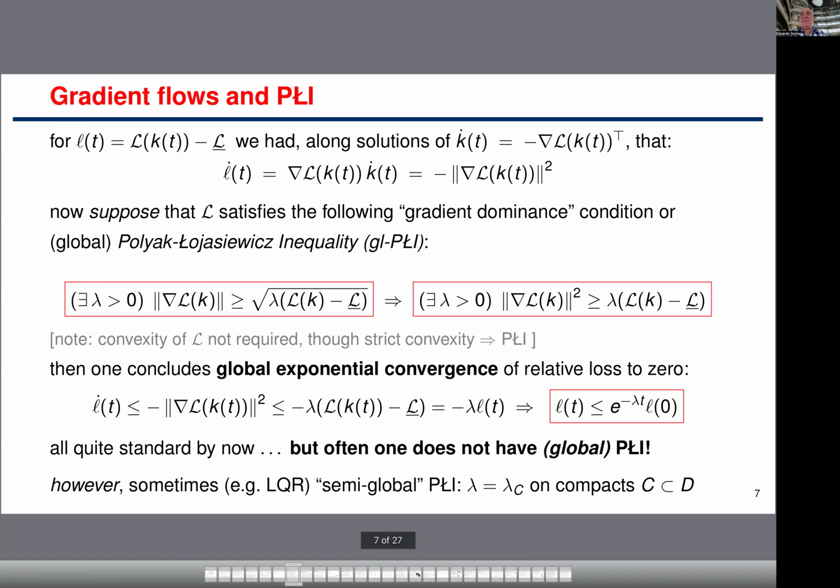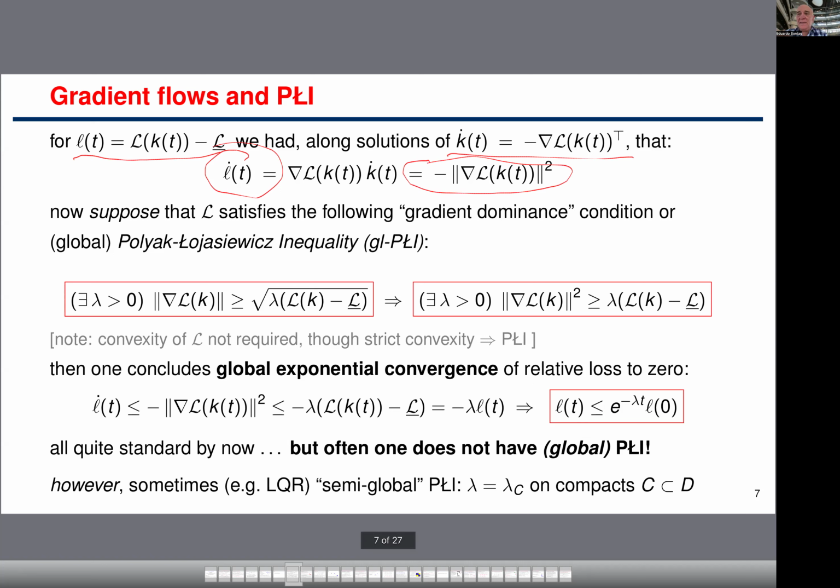Let me remind you about something else that, again, some people in this audience may not be totally familiar with. We had that, of course, L dot is negative the gradient of L squared. Now this is going to be the critical point of the lecture in some sense, no pun intended with the word critical. So let's make absolutely sure that everybody is on board, okay? What we know is, for the relative loss, we look at the solutions of the gradient system. We know that the derivative of the loss is negative the square of the gradient, evaluated along the given solution.